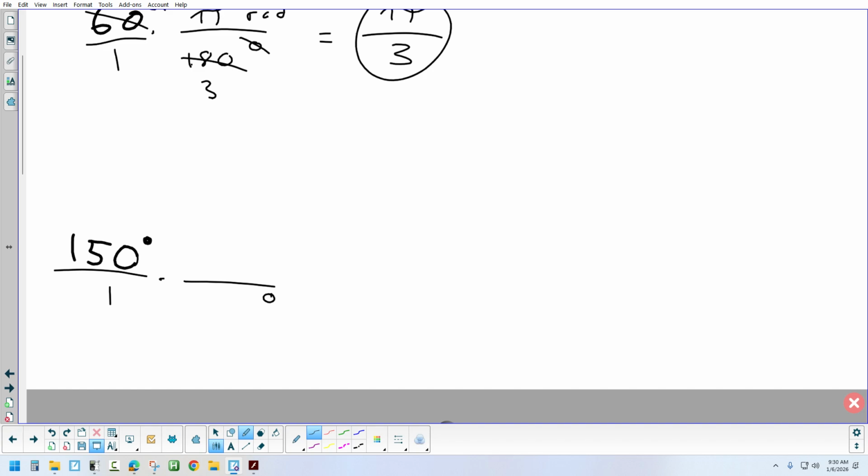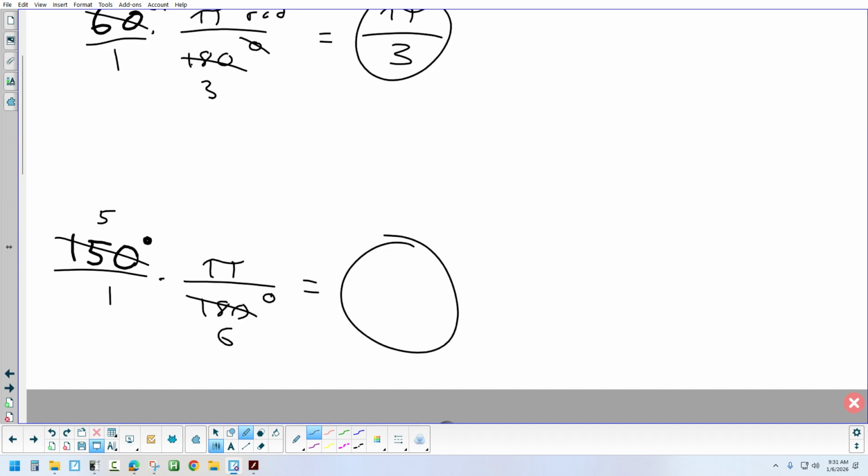What number do we always put with degrees? 180. And what number do we always put with radians when we're doing the conversions? Pi. Okay, and now usually you end up being able to reduce. What's 150 and 180 both divisible by? 30. 30 goes into 150 how many times? 5 times. And 30 goes into 180. 6.